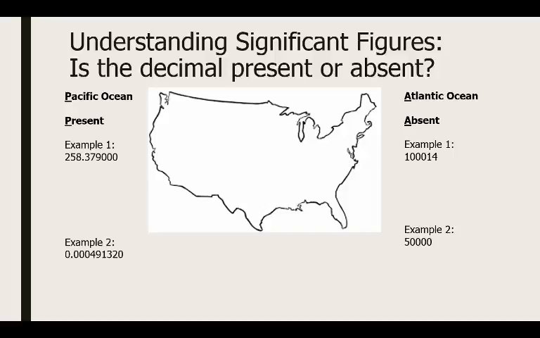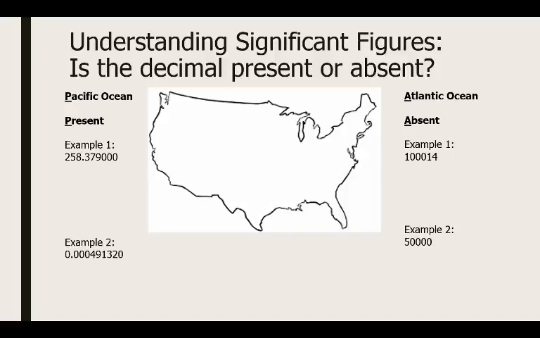On the left-hand side of the United States, we have the Pacific Ocean. And on the right-hand side of the United States, we have the Atlantic Ocean. To figure out the number of significant figures in a given number, the question you have to ask yourself is: is there a decimal present or is there a decimal absent? Let's start with a number where the decimal is absent.